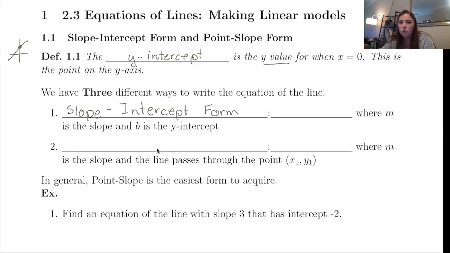Anybody know what slope-intercept form is? Yeah, y equals mx plus b. Right, where m is our slope and b is the y-intercept. So all I need to make for this one is my slope and my intercept. And that'll give me the slope-intercept form.